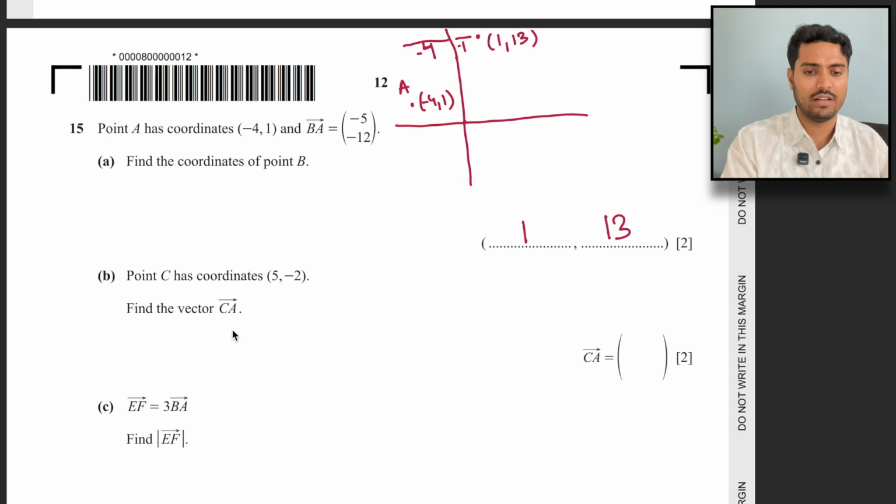Point C has coordinate 5 and minus 2. Find CA. Point C has coordinate 5 and minus 2. Let's check.